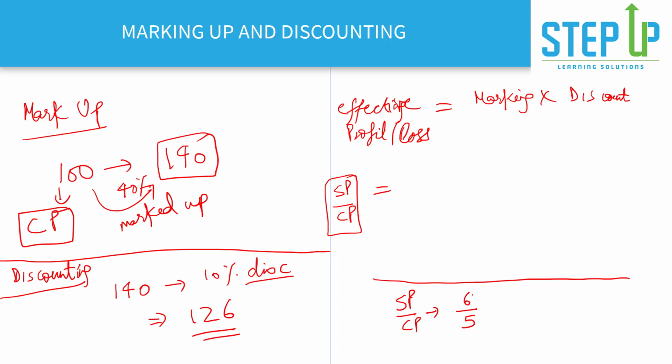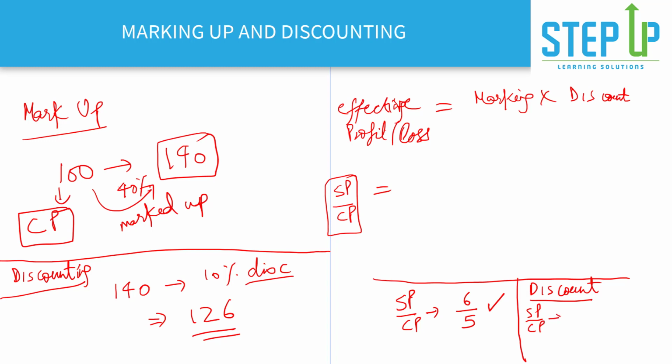So 6 upon 5. That means if somebody says 20% marked up, this is how I will represent it. But what about discounting? So if somebody says that there is a 5% discount, how will you represent this 5% discount? If I have to represent it in SP by CP form, SP upon CP, so what will I do?